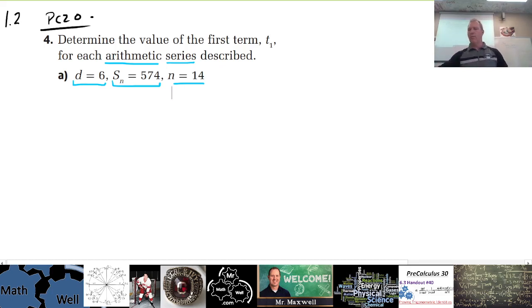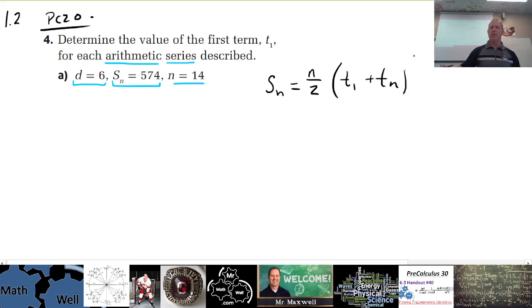All right. Well, what are some formulas that were given for the sum of an arithmetic sequence? What was the first one we did? N over 2 times T1 plus Tn. Okay, that's the first one. Now, if I wanted to use this formula to find T1, the good thing is T1 is definitely in this formula, so we might be on the right track.